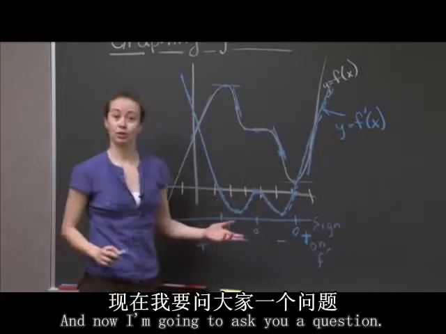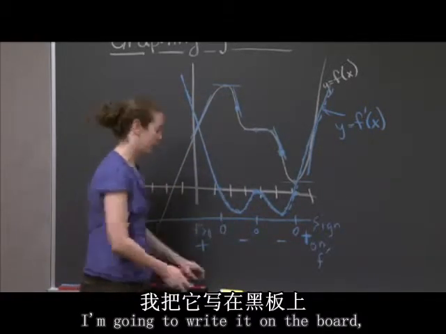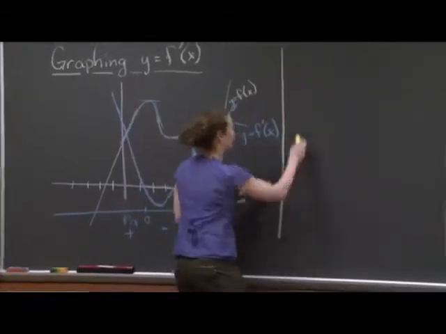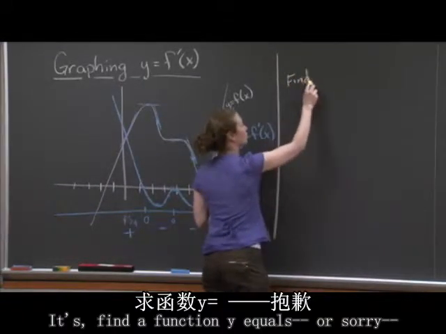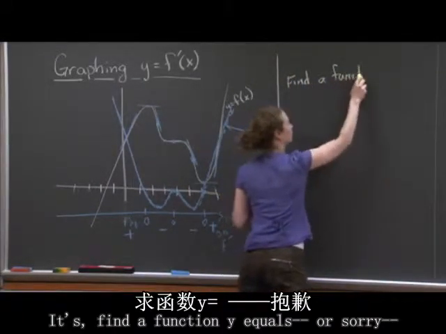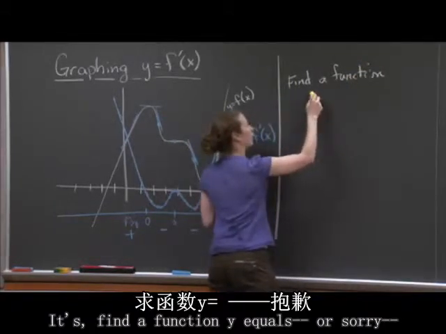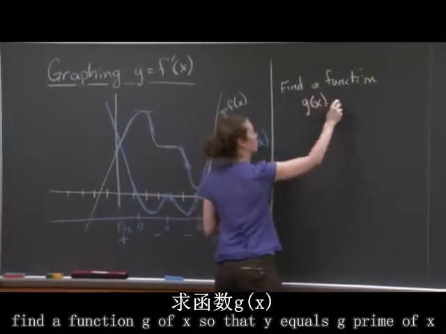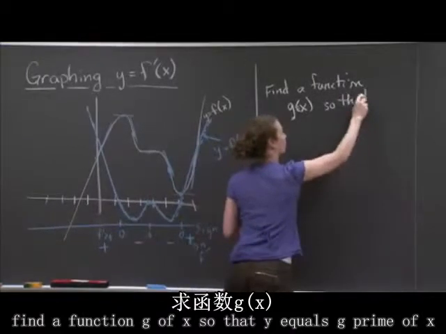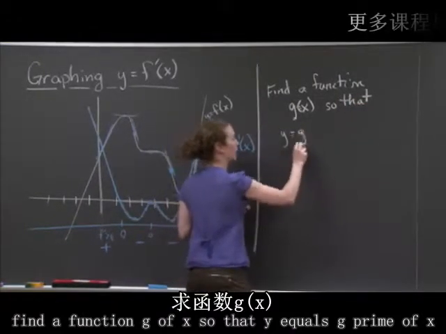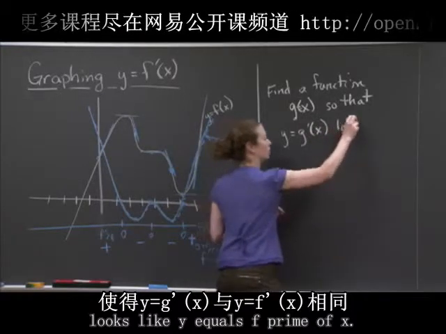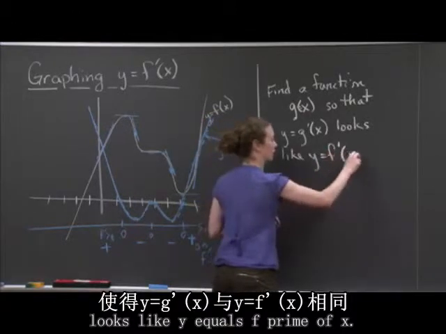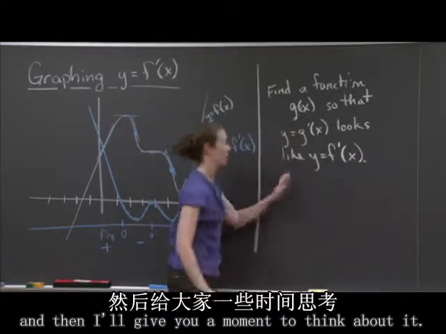And now I'm going to ask you a question. I'm going to write it on the board, and then I'm going to give you a moment to think about it. So let me write the question. Find a function g of x so that y equals g prime of x looks like y equals f prime of x. Okay, let me be clear about that, and then I'll give you a moment to think about it.